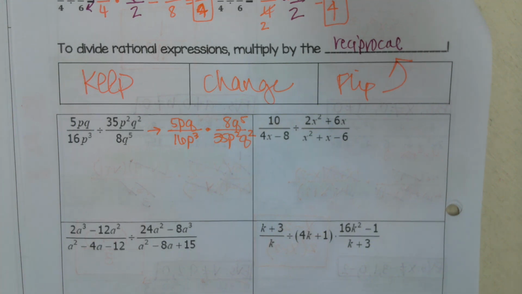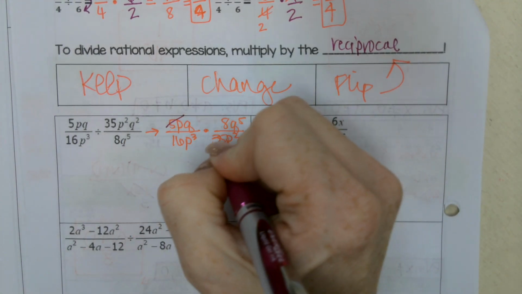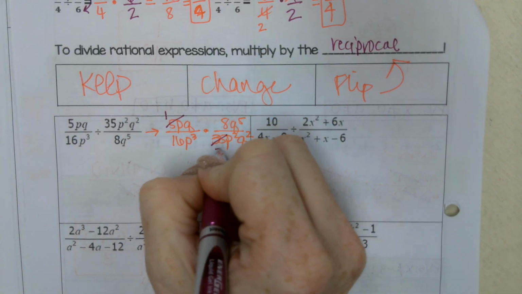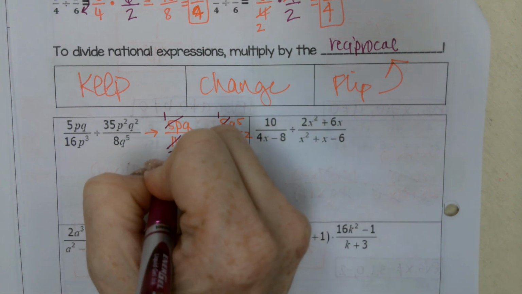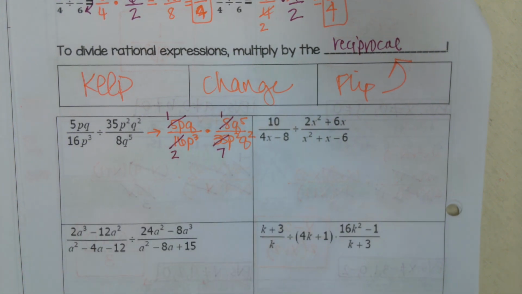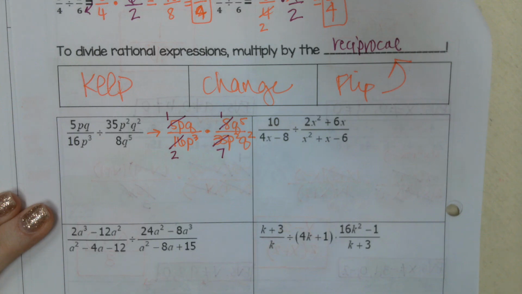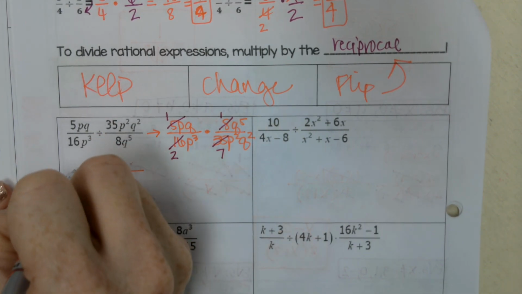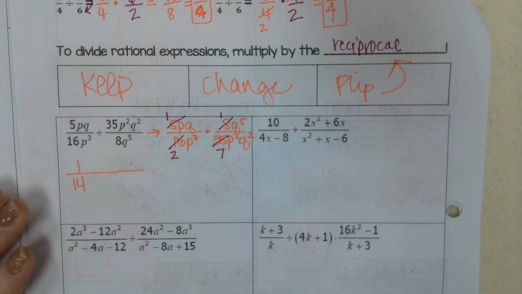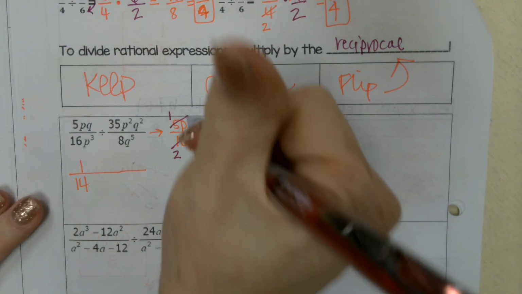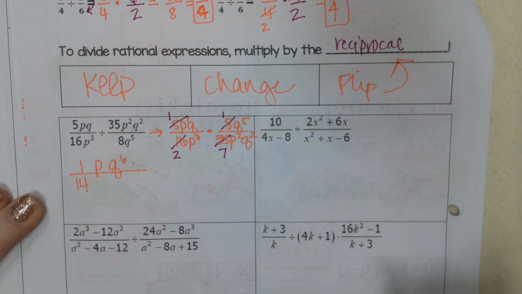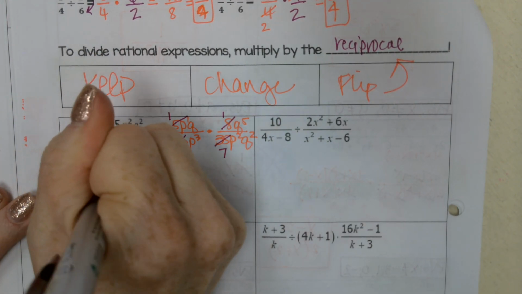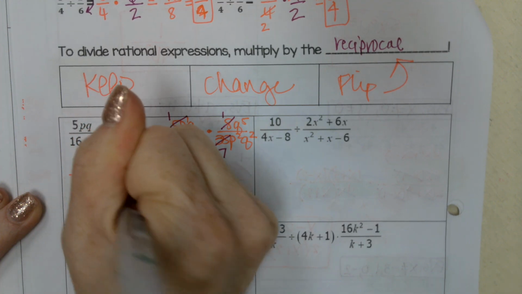I personally recommend simplifying your numbers. Okay? So right here, 5 and 35 become 1/7. And this 8 and 16 become 1/2. So when I multiply those numbers together now, I've got 1/14. I end up with p to the first power, q to the 6th, and then in the denominator, p to the 5th, q squared.